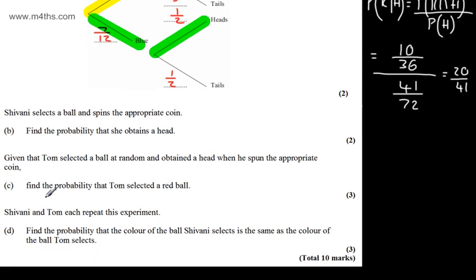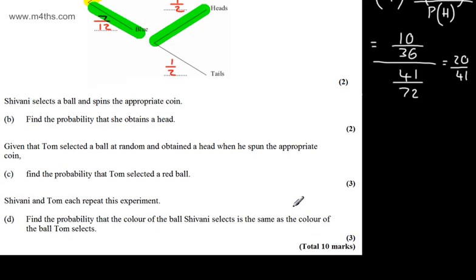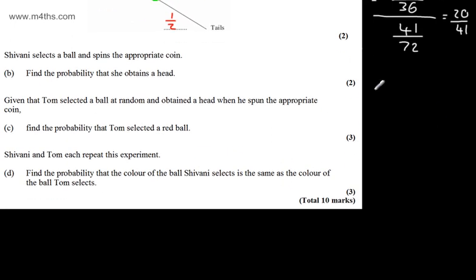It says Shivani and Tom each repeat the experiment. In part D for 3 marks, we're asked to find the probability that the colour of the ball Shivani selects is the same as the colour of the ball Tom selects. We don't need to, but if you wanted, you could draw a tree diagram. All I'm going to look at now is the probability of red and red, or the probability of blue and blue. I'm not going to use the tree diagram up here. As stated, if you want, you could do.